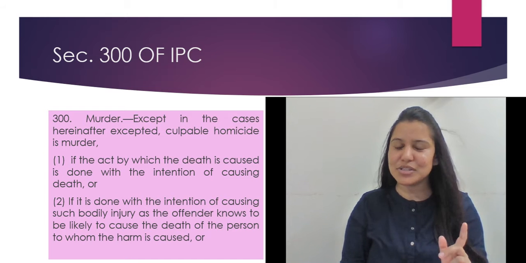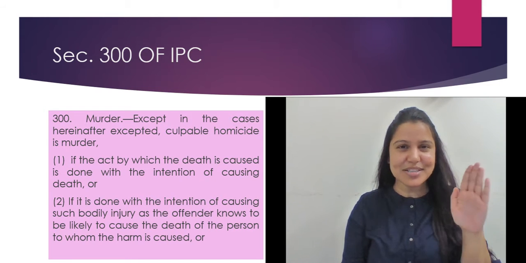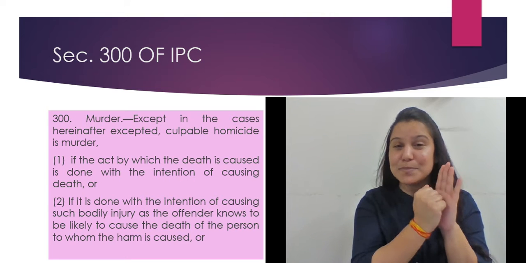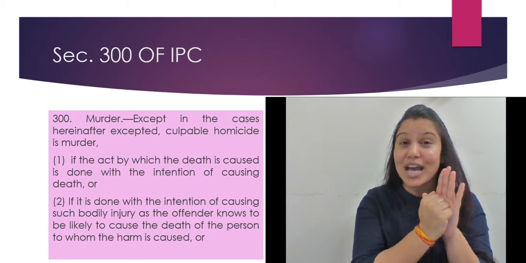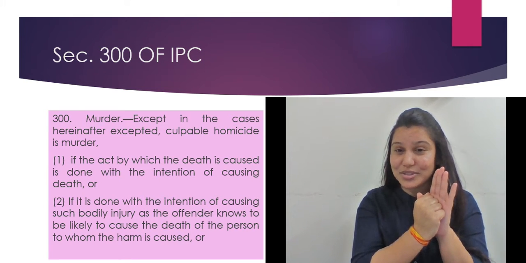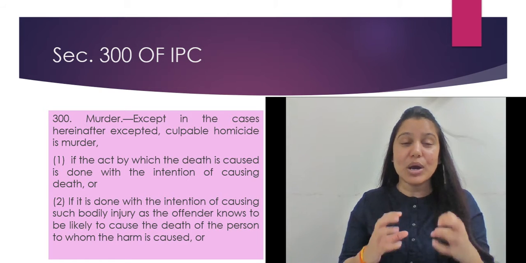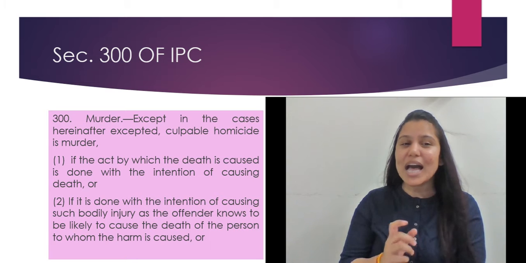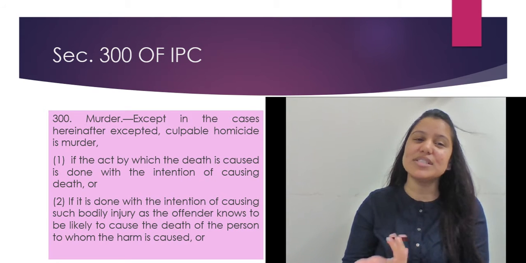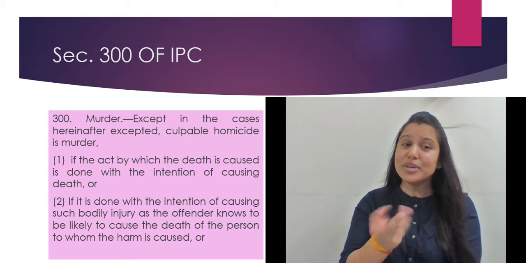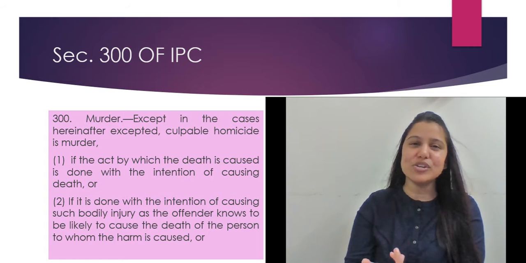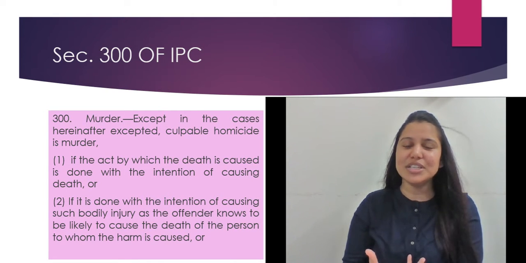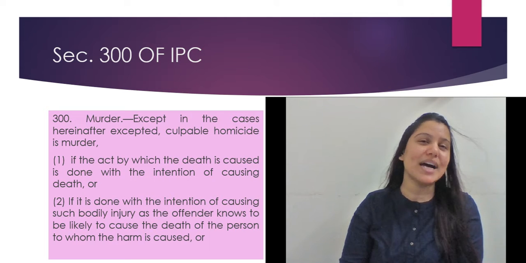You remember in the last session we saw that culpable homicide is the genus, and murder is the species of culpable homicide. And as I stated in the last lecture, it is the aggravated form. Now how is it aggravated? That we will see under this section. If the act by which the death is caused is done with the intention of causing death. Now here the term death with the intention is similar, right? But the gravity here differs. Now how does that differ?